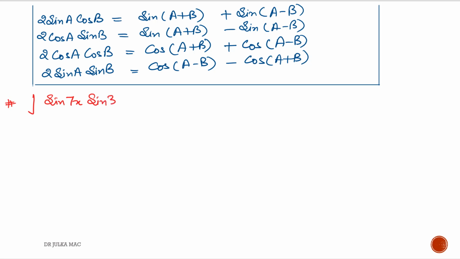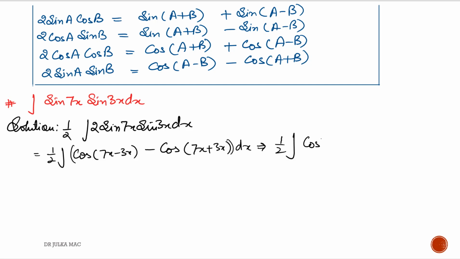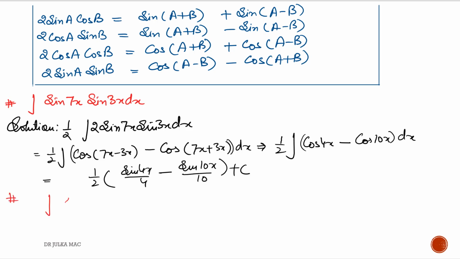For example, we have sin 7x into sin 3x. First we multiply by 2 and divide by 2. So now we have the formula of 2 sin A sin B. 2 sin A sin B is cos(A minus B) minus cos(A plus B). So it is cos(7x minus 3x) minus cos(7x plus 3x). After simplification, we will get 1 by 2 (cos 4x minus cos 10x). And when we integrate with respect to x on both sides, we will get 1 by 2 (sin 4x upon 4 minus sin 10x upon 10) plus c.